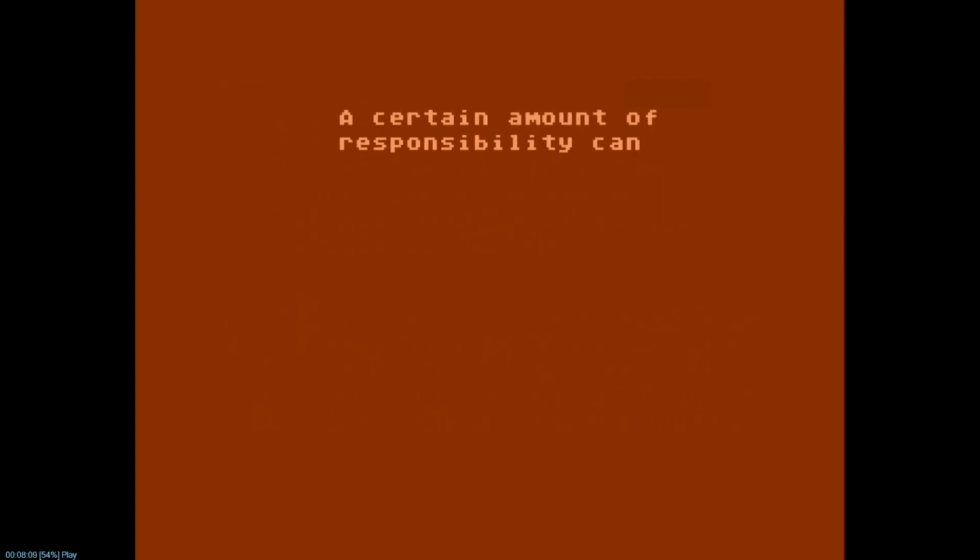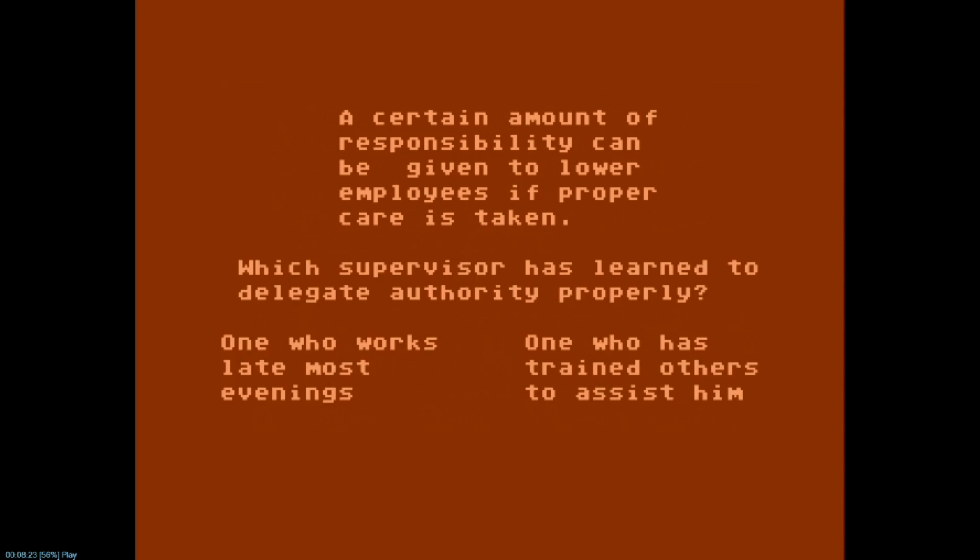A certain amount of responsibility can be given to lower employees if the proper care is taken. By doing so, a supervisor can spend more time being a complete and effective manager, which illustrates a supervisor who has learned to delegate authority properly.